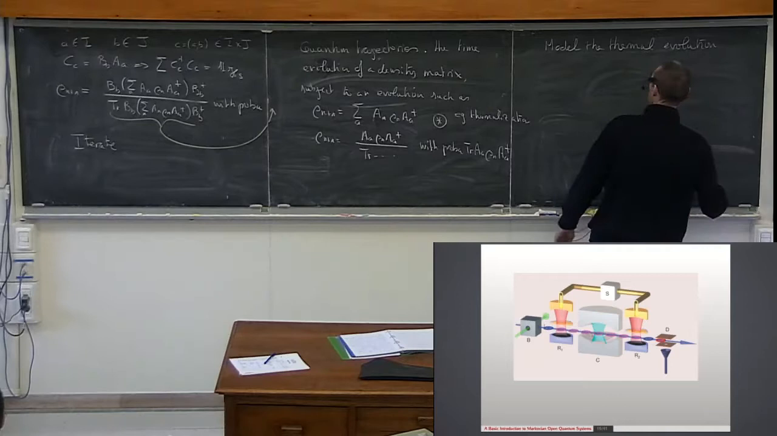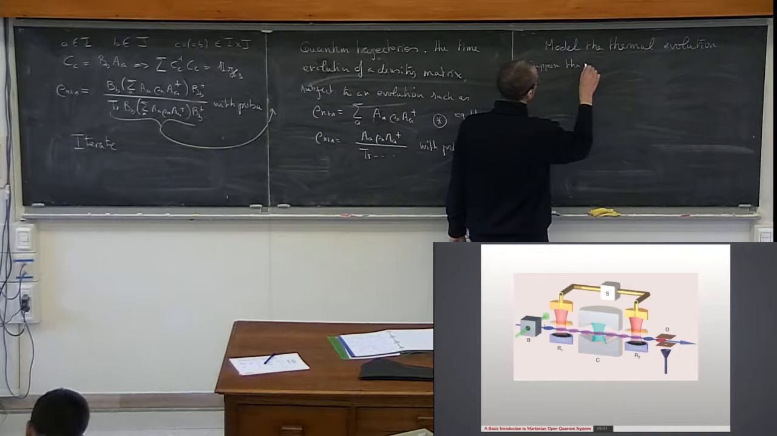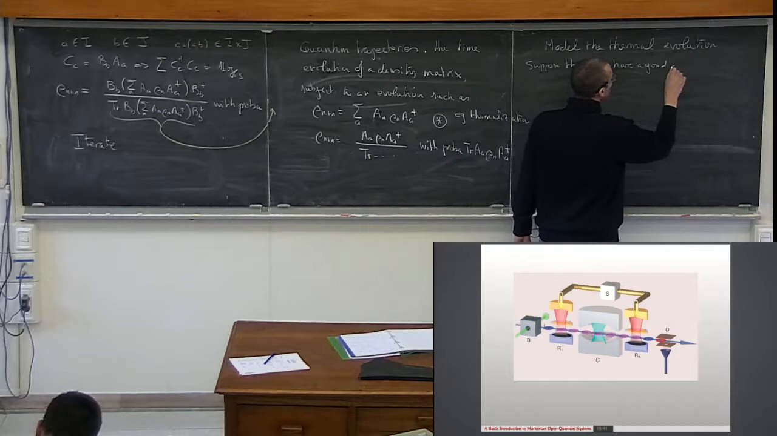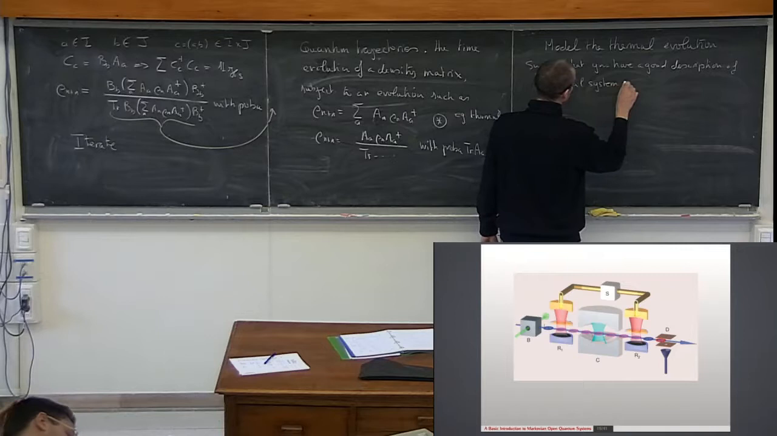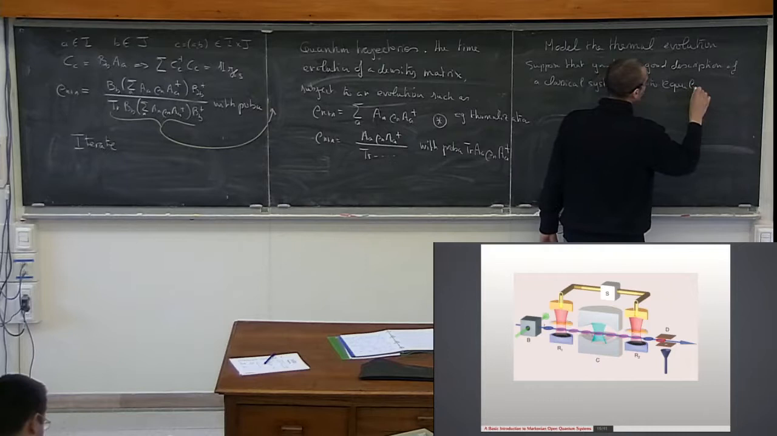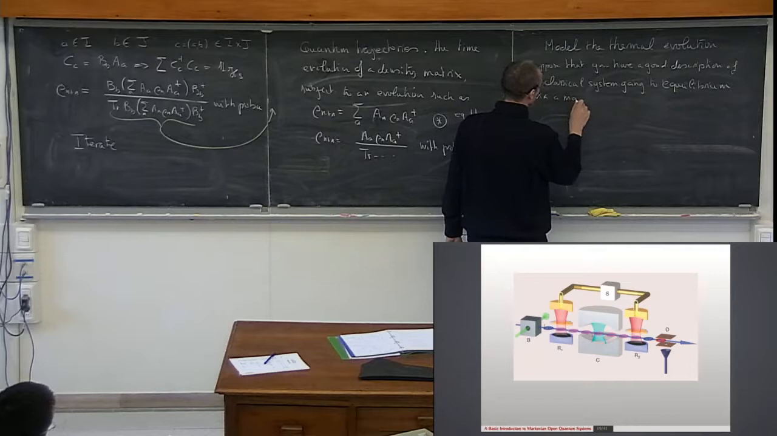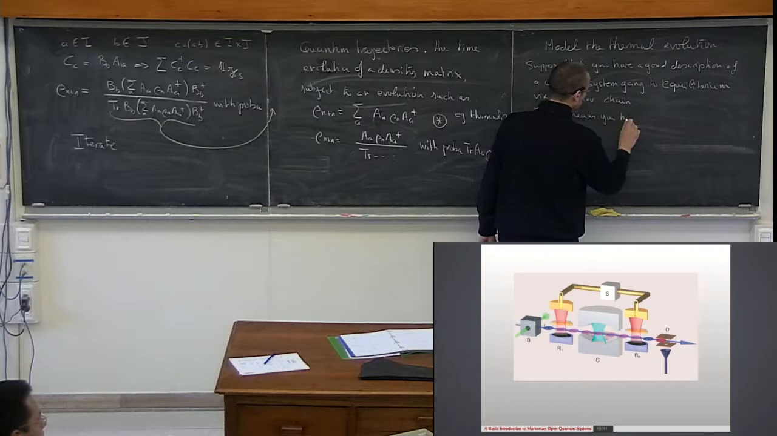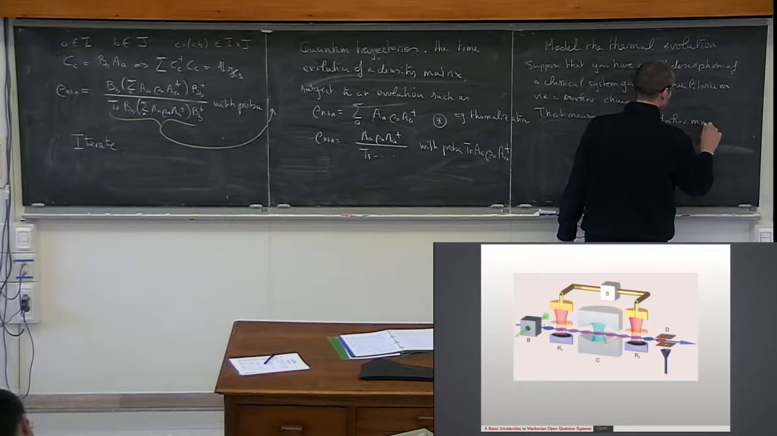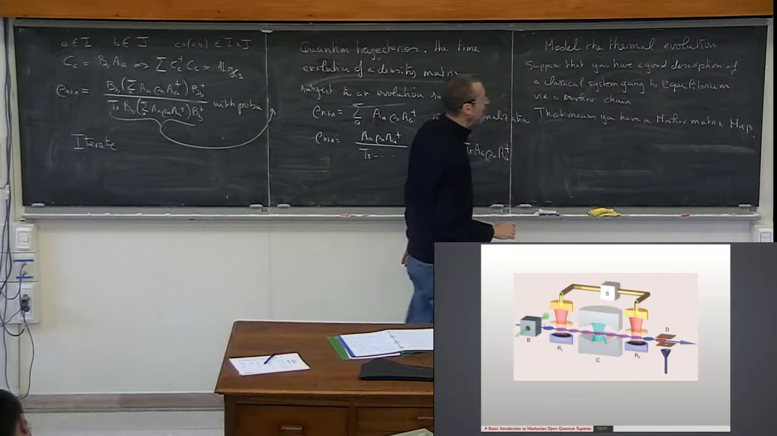So suppose that you have a good description of a classical system going to equilibrium via a Markov chain. That means you have a Markov matrix M alpha beta.